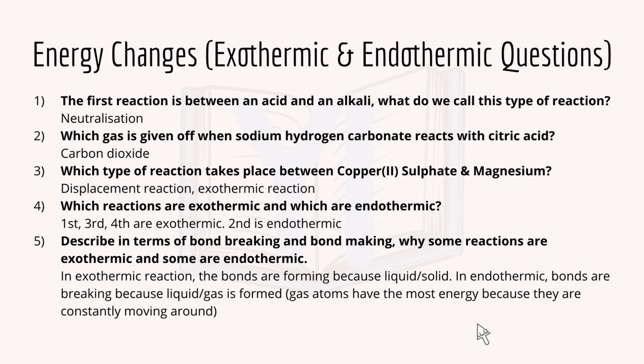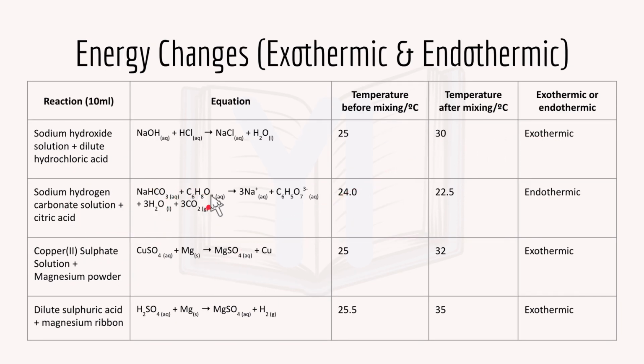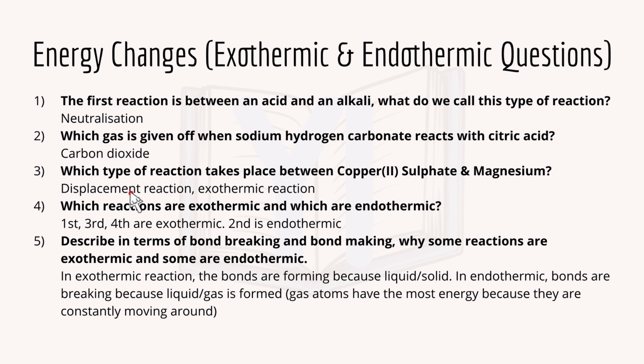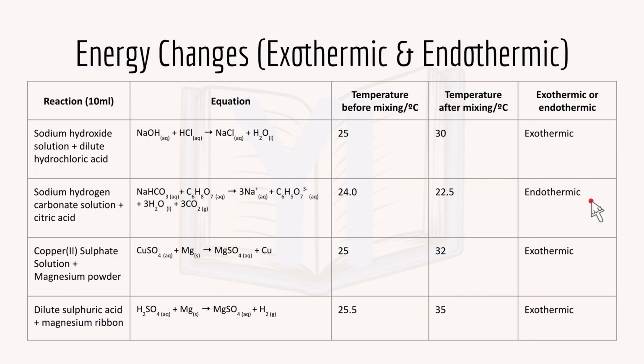So now we have some questions. The first reaction is between an acid and an alkali. What do we call this type of reaction? It's called a neutralization. And what gas is given off when sodium hydrogen carbonate reacts with citric acid? It's carbon dioxide, because here we get CO2 gas. And which type of reaction takes place between copper(II) sulfate and magnesium? It's a displacement reaction, and it's an exothermic reaction, because you can see this, the magnesium displaces the copper in the CuSO4.